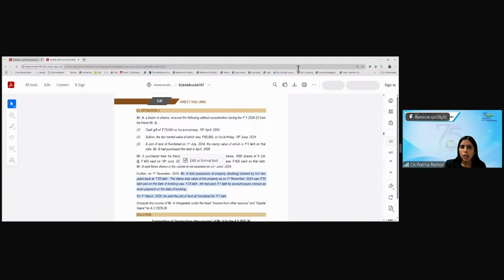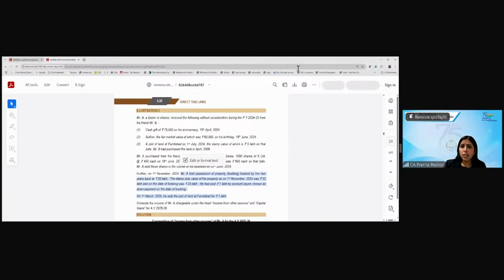Yes. So whether he has purchased the building for inadequate consideration, for that purpose, first identify what is the stamp duty. Stamp duty as on the date of purchase or as on the date of agreement or on the date of booking was 23 lakh, right? And as on 1st November, it is 32 lakh, right? When he took the possession. So he has paid 1 lakh by an account payee cheque on or before the date of agreement. So we'll consider the stamp duty value as on the date of the agreement, right?